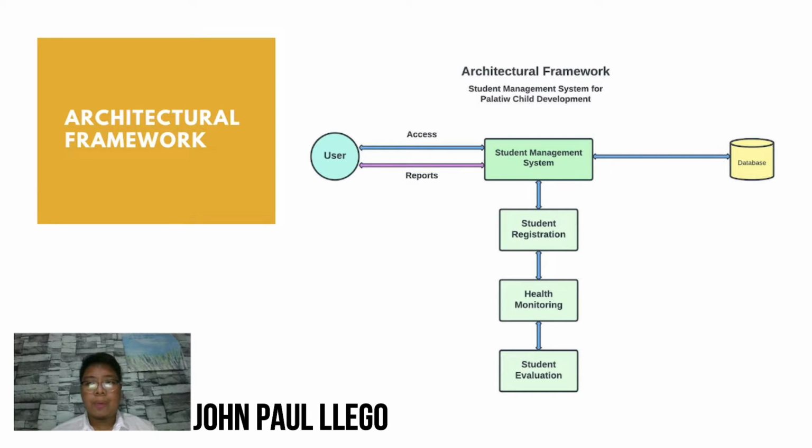This is the architectural framework. As you can see in here, the user or the teachers, let's say, have access to the student management system. They have the ability to register or do the enrollment process, let's say, in here. They can monitor the health of their children or their students, and then they can evaluate their students. All of this information will be stored in the database. Also included in the system, it will generate reports for the teachers and for the admin.